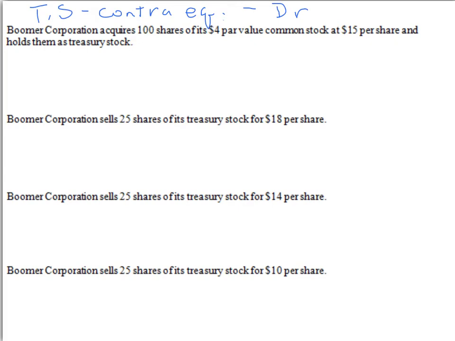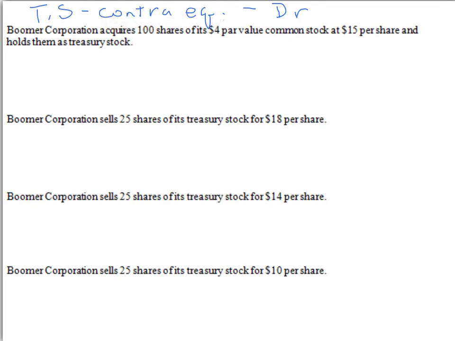Today we're going to talk about treasury stock. You are used already to common and preferred stock. Those are regular equity accounts, and normal balances are credits. Treasury stock is an unusual contra equity account. You are used to other contra equity accounts.